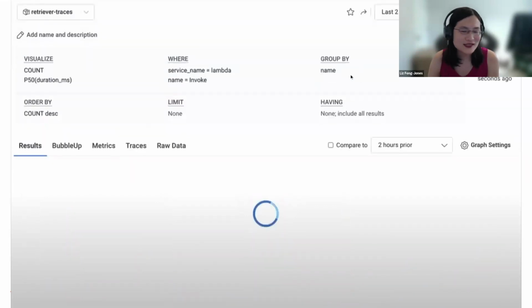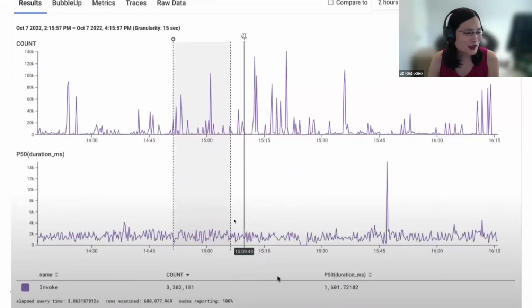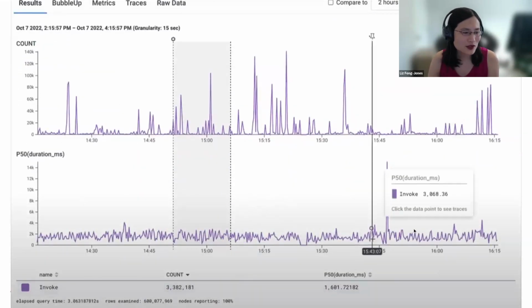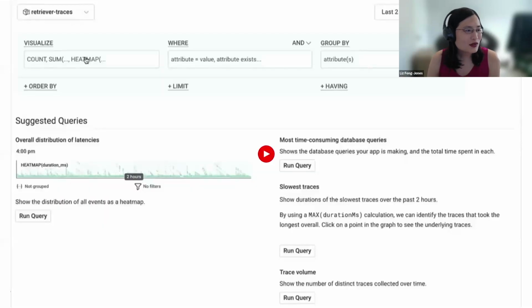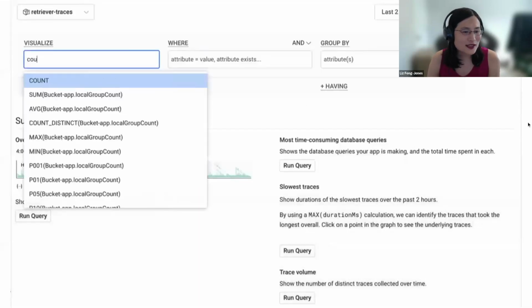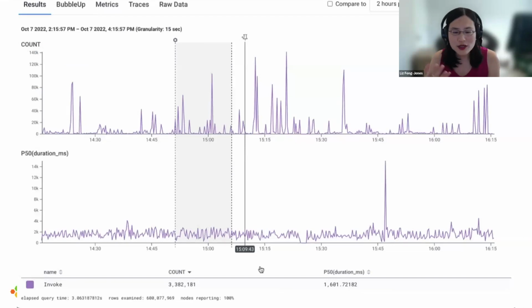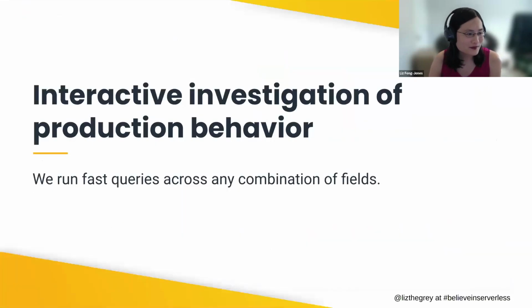Maybe we want to know how fast they run and not just how many of them there are. Okay, so now we have the P50 execution time of each Lambda invoke. That's kind of cool, right? So that's basically the idea in a nutshell of what we're trying to achieve when we do real-time analytics: to figure out what's going on, why is it slow, why is it costing a bunch of money, or maybe it's working fine and we want to keep it that way rather than being reactive. So yeah, the core analysis loop is interactively investigating production behavior regardless of where the trail of breadcrumbs leads you.